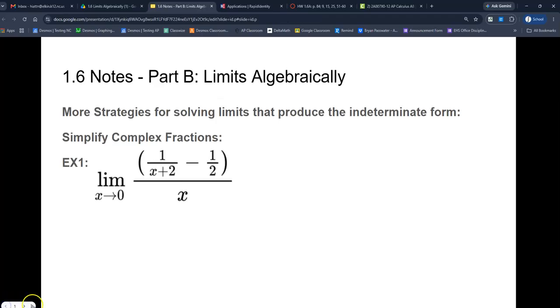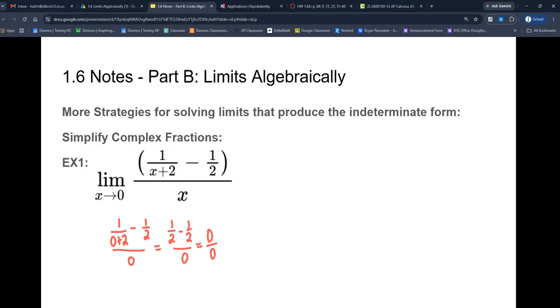So I'm writing it down just to remind ourselves. You can do it in your head, that's fine, but I'm going to write it down. We would try 1 over 0 plus 2 minus 1/2 all over 0. That is going to be 1/2 minus 1/2 over 0, which is 0 over 0.